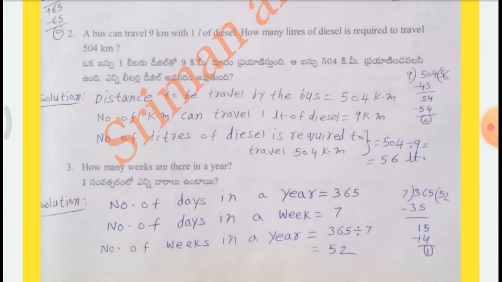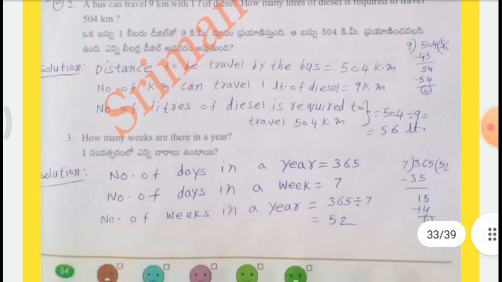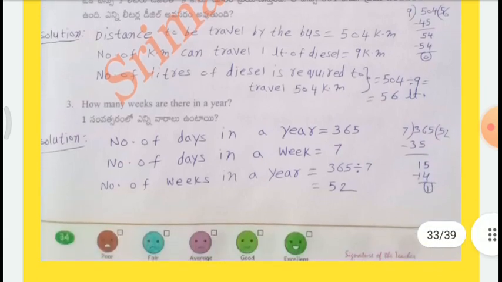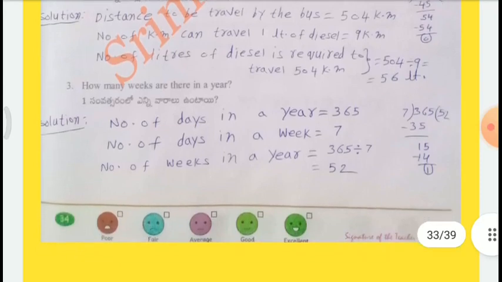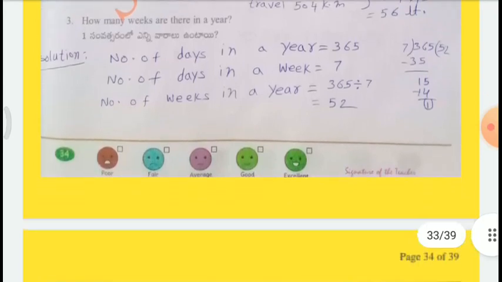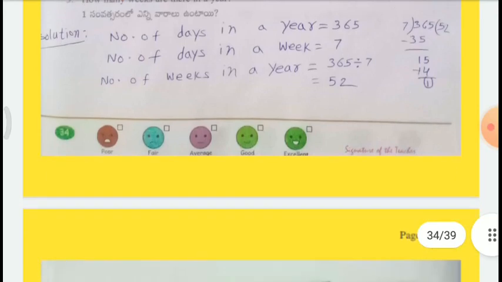How many weeks are there in a year? Solution: number of days in a year, 365. Number of days in a week, 7 days. Number of weeks in a year, 365 divided by 7. By division, we get 52 weeks.